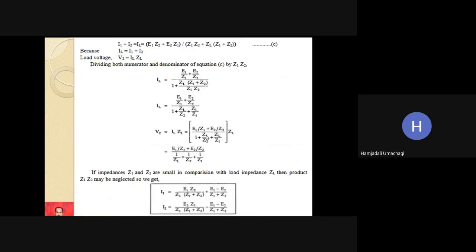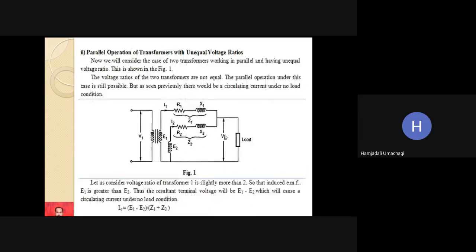Now the phasor diagram for this: first we should take the load terminal voltage. So this is my load terminal voltage V2, and the resistive drop of the first transformer, I1 R1, is drawn from the tip of V2. If we refer back to the circuit diagram, E2 is equal to I2R2 plus I2X2 plus V2. Similarly, E1 is equal to I1R1 plus I1X1 plus V2.